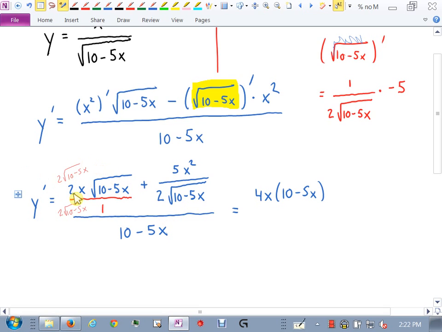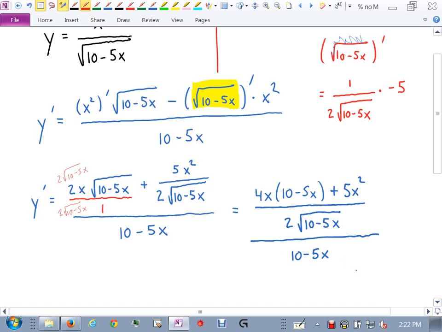All right, top left corner we're good with. This okay? Now over here, nothing changed, right? So we have what up there? Plus 5x squared. And now we have that over the common denominator, right? But then all of that over what? 10 minus 5x.